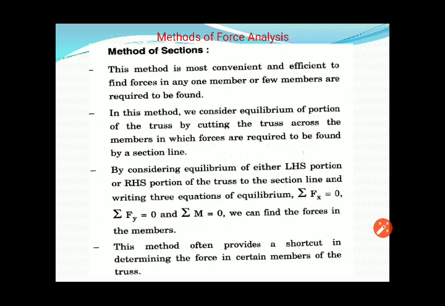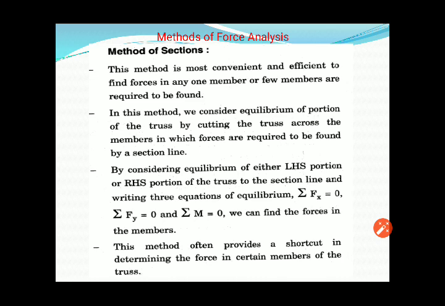Now, next method: method of section. This method is most convenient and efficient when forces in any one member or a few members are required to be found. In this method, we consider equilibrium of a portion of the truss by cutting the truss across the members in which the forces are required to be found by a section line.